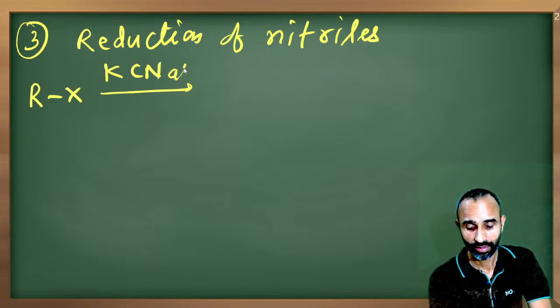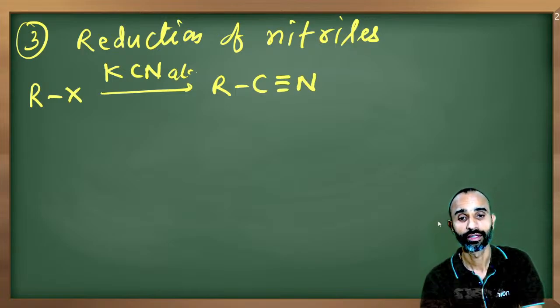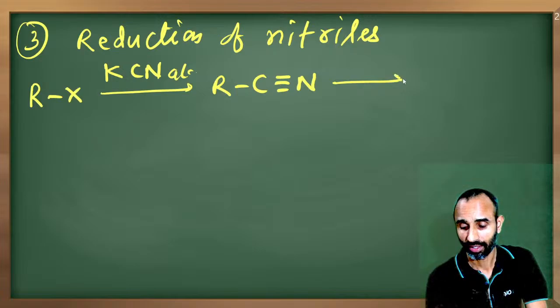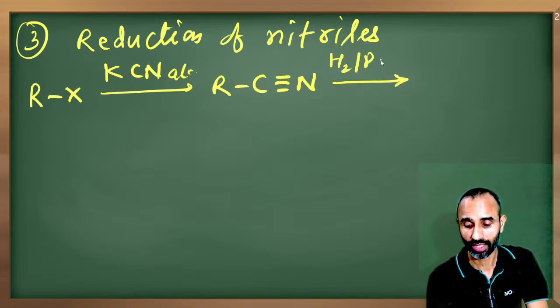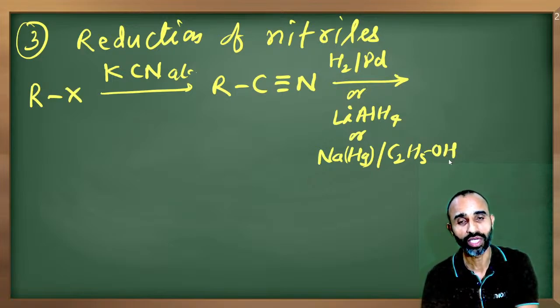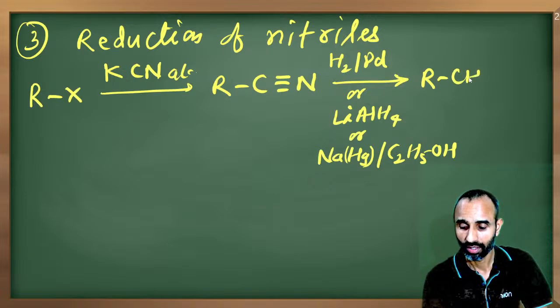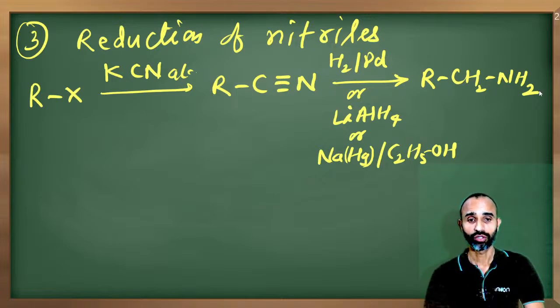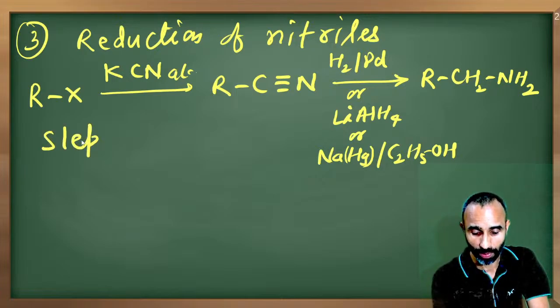Alkyl halide reacts with alcoholic KCN, we get RCN, alkyl nitrile, and then on catalytic hydrogenation or even lithium aluminum hydride or sodium amalgam and ethanol. These are the three reagents which are used to convert nitrile into amine.